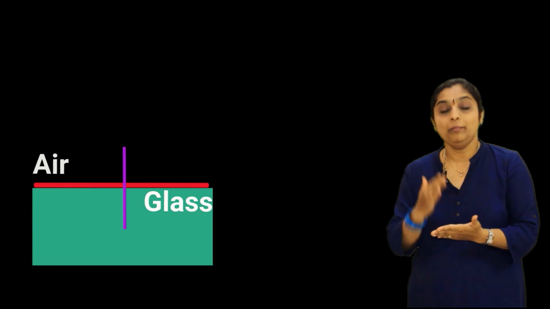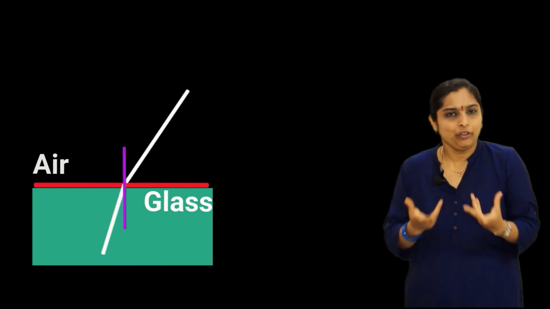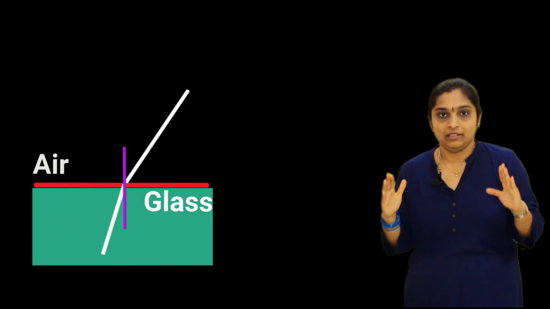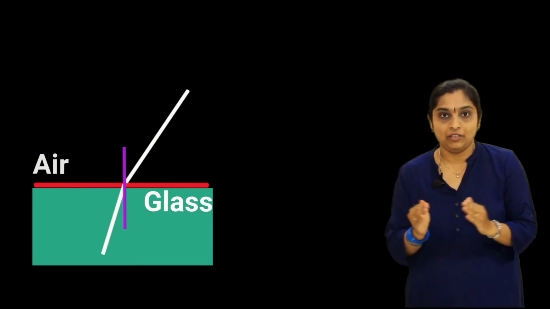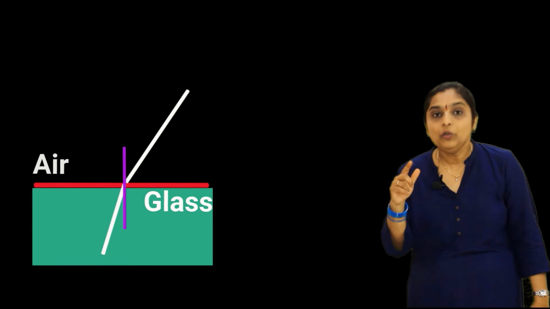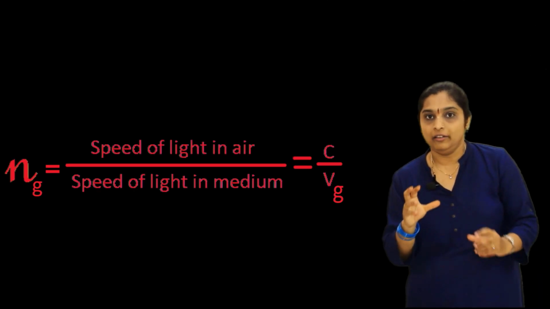Let us take the example which we had done earlier. There, a ray of light was traveling from air to glass. Let us try to calculate the absolute refractive index of glass with respect to air. So we can calculate absolute refractive index, right? So mu is nothing but refractive index.